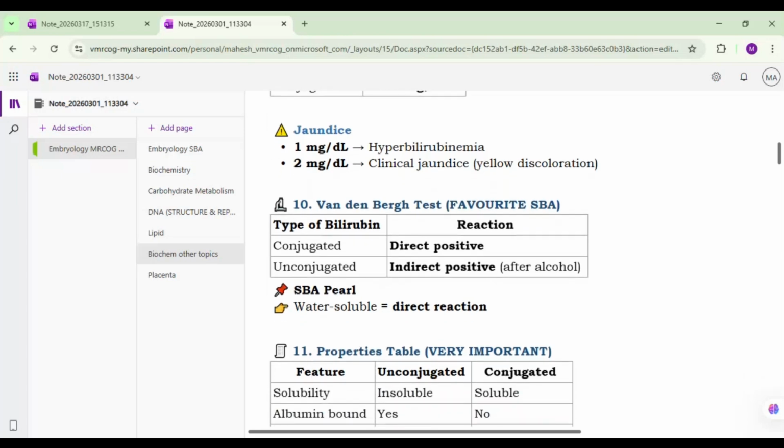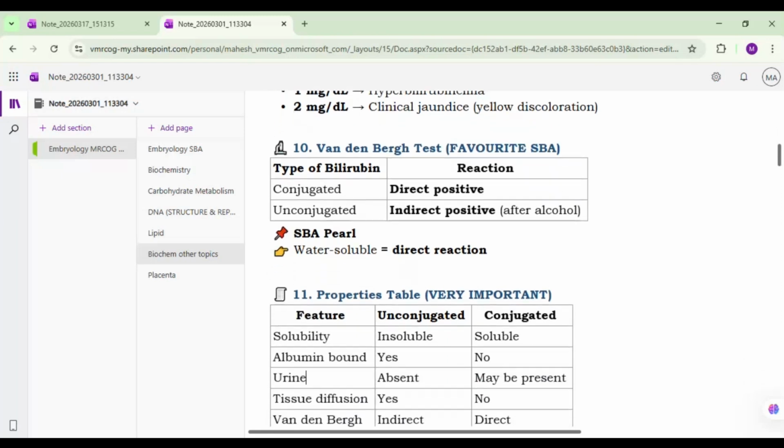Okay, so which test is used for detection of this bilirubin? It is the van den Bergh test. We know that bilirubin is conjugated as well as unconjugated. Conjugated bilirubin will give a direct positive test, while unconjugated bilirubin will give an indirect positive test. That means the test will be positive only after addition of alcohol, while conjugated bilirubin, being water soluble, will give the direct reaction.